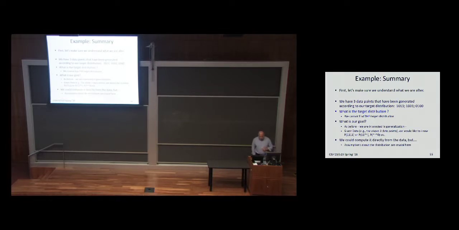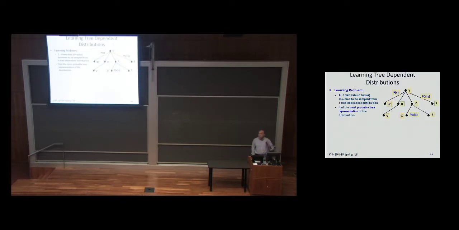Okay. So let's go back to the learning problem. And now we're going to solve the general learning problem. But before that, I want to generalize the problem a little bit. So before we said, given data, assume to be sampled from a tree-dependent distribution, find the most probable tree to have generated this data. It turns out that I can actually generalize this for the same price, same algorithm is going to do it. Given data, I don't know where it came from, find the best tree representation that could have generated it.